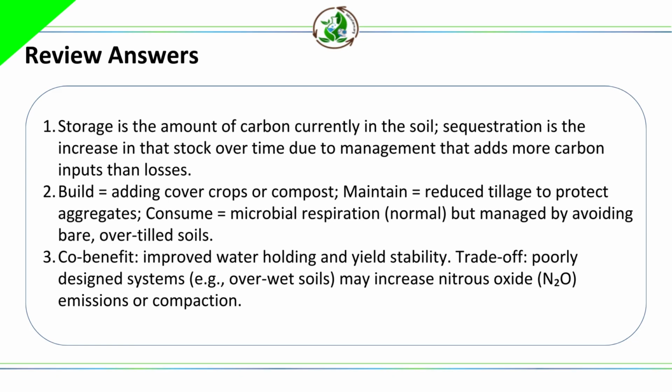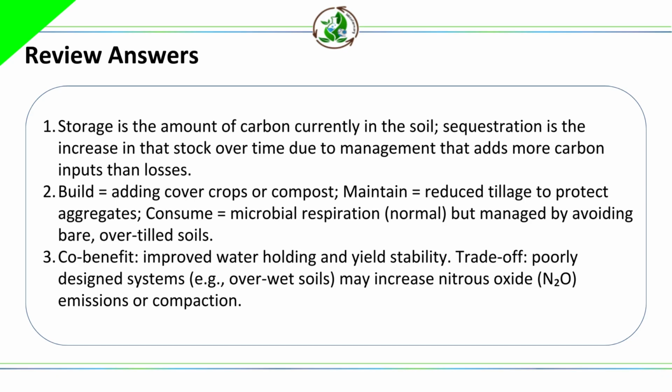With Build More Than Consume, build practices include adding cover crops or compost. Maintain is practices like no-till, which protect aggregates. Consume is normal respiration, managed by keeping soil covered so we don't lose extra carbon. A big co-benefit of building SOM is better water holding and yield stability.